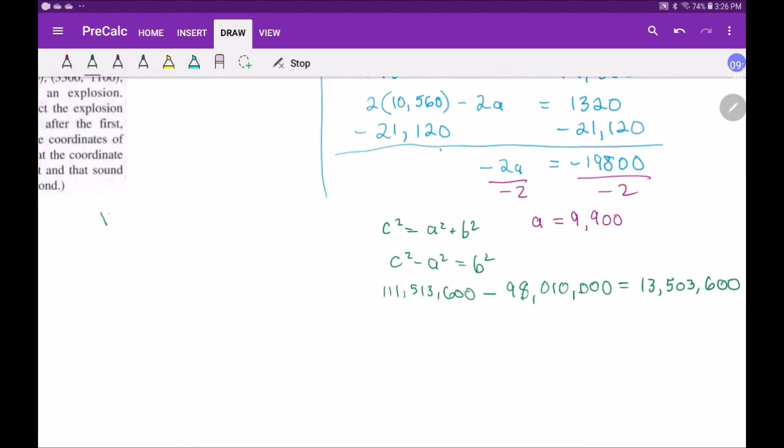It's going to be great, too. Let's see. I have x squared because I don't need h, because I purposely put it at the origin. And what's a? Well, it's 9,900 squared, which we said is 98,010,000. So I'm just going to write it like that. Minus y squared over b squared, which is 13,503,600.